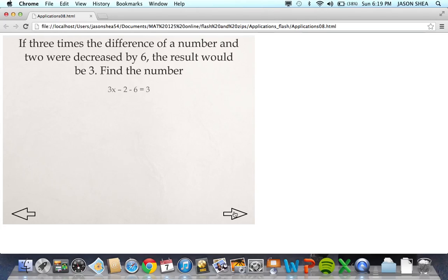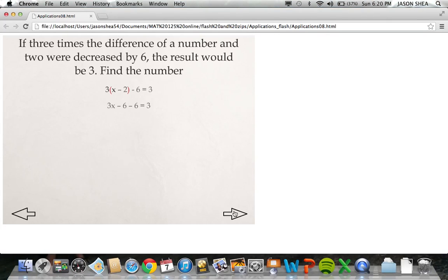What a lot of people do in solving this equation is they ignore that it's 3 times the difference of a number and 2, and instead write 3 times a number minus 2. That's what's shown here, 3x minus 2 minus 6 equals 3. If that was to be spoken verbally, that would be the difference of 3 times a number and 2, as opposed to what the problem says, 3 times the difference of a number and 2. So if you have 3x minus 2 minus 6 equals 3, you're close, but you don't quite have it.